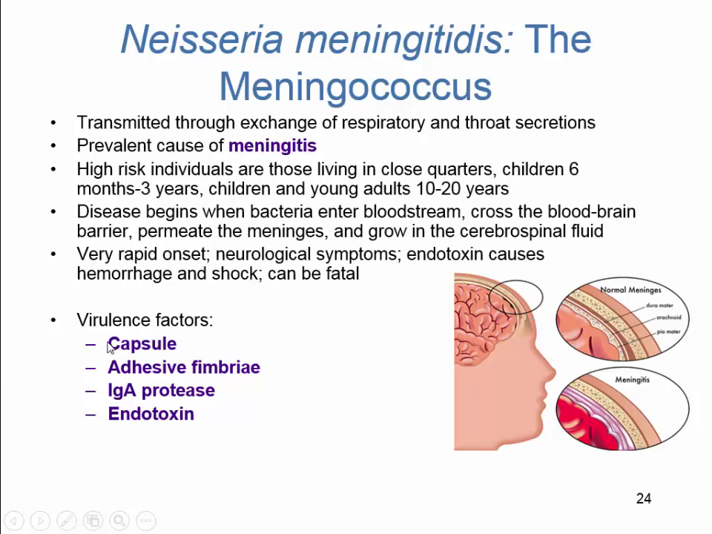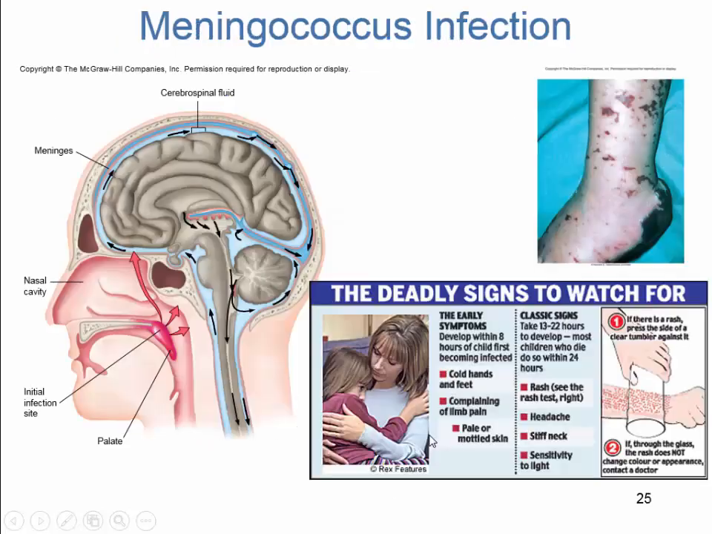The virulence factors of this microbe are capsule, meaning it's resistant to phagocytosis, fimbriae, which are necessary for attachment, IgA protease, which is lysing antibodies, preventing their efficacy, and then of course the endotoxin lipopolysaccharide. Just as a bit of a refresher, if you've not had anatomy before, the meninges are the outer covering around the brain. So inflammation of the meninges or dissemination of this microbe into the meninges is quite deadly.